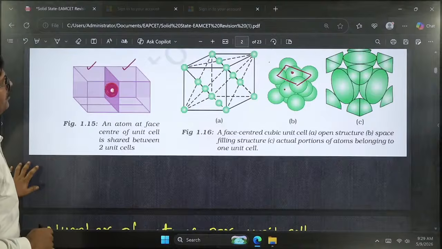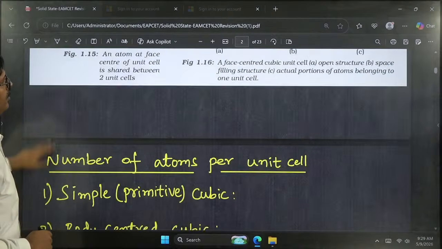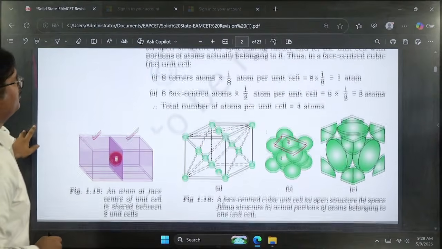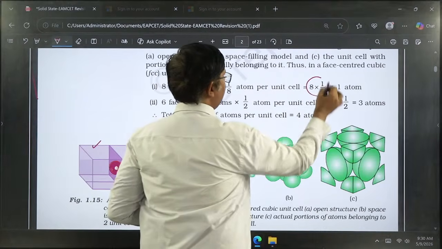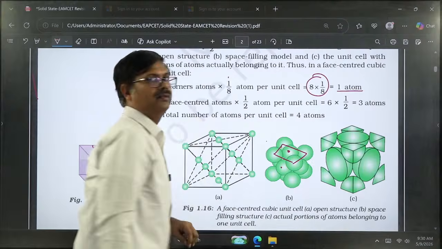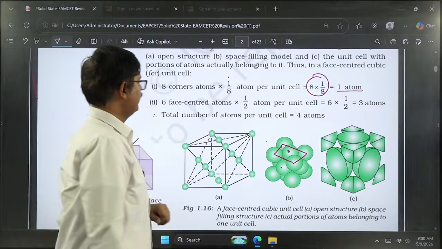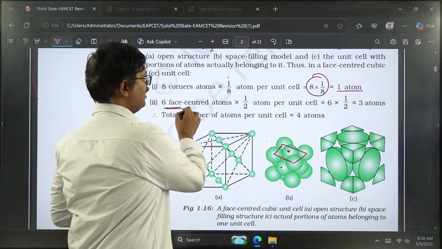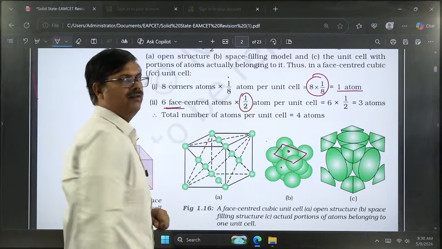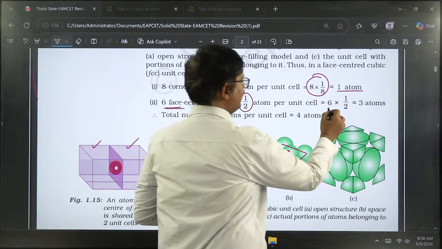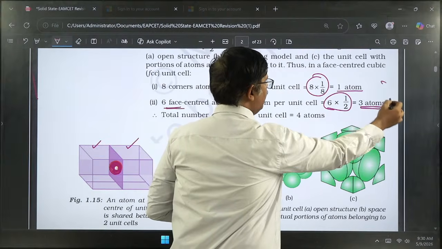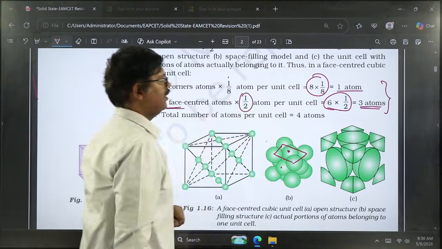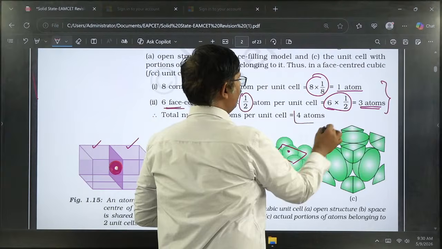Now, see. Each corner contribution is 1 by 8. So, 8 into 1 by 8, 1 atom for all 8 corners. 6 face centers are there. Each contribution is how much? Half per unit cell. So, 6 face centers, 6 into 1 by 2, 3 atoms. So, net how many atoms per unit cell? 1 plus 3, 4.